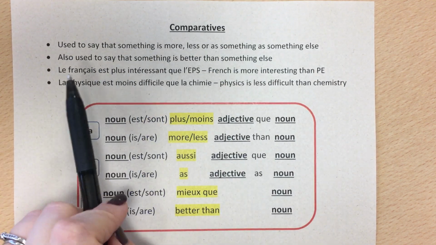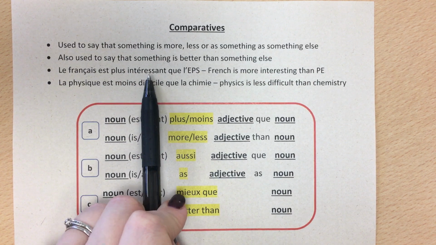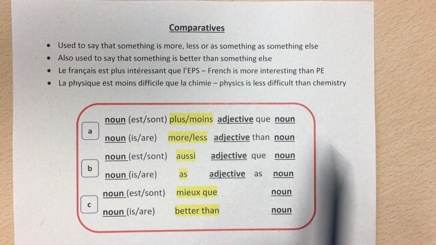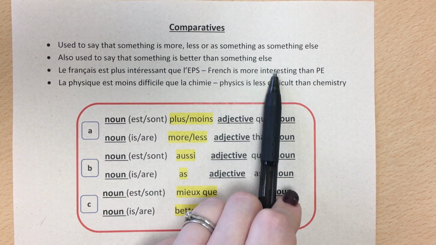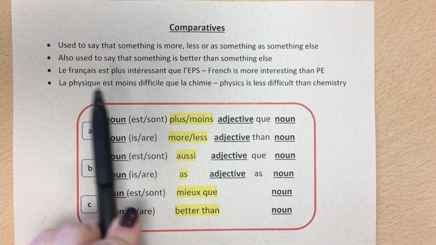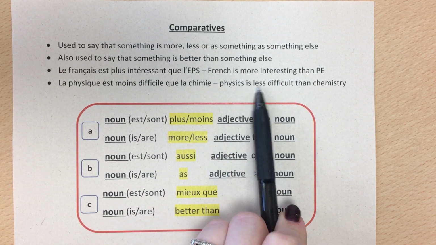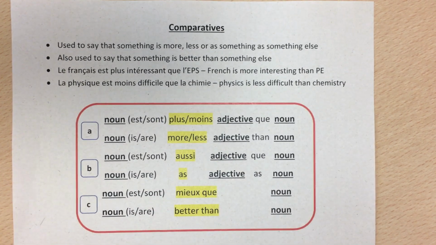In French, we would say perhaps an example like this. Le français est plus intéressant que le PS. French is more interesting than PE. Or we might say, la physique est moins difficile que la chimie. Physics is less difficult than chemistry.